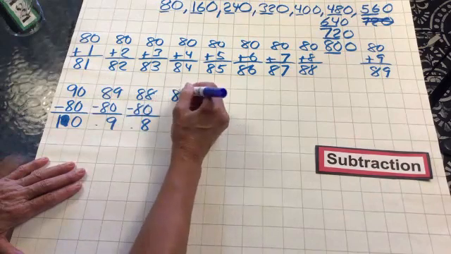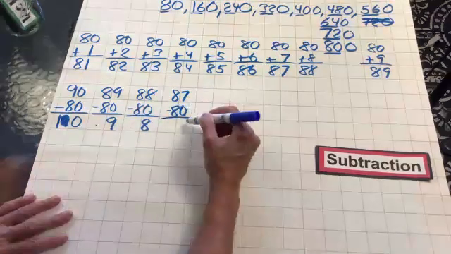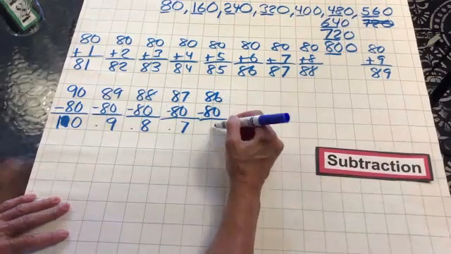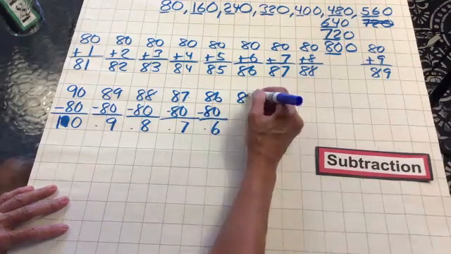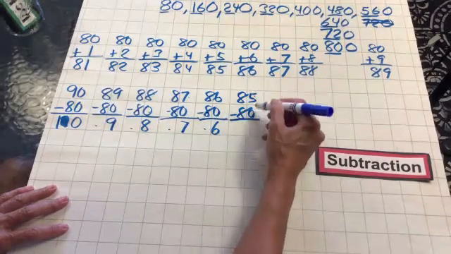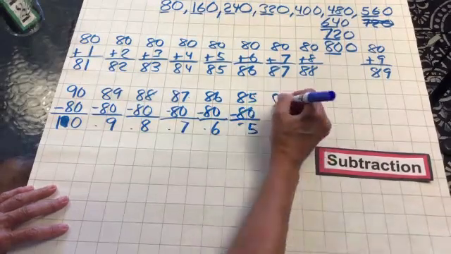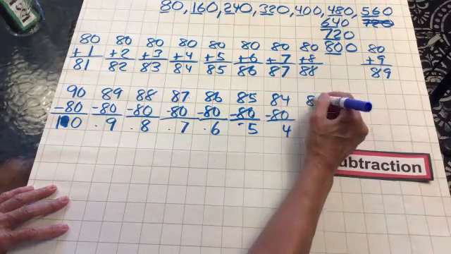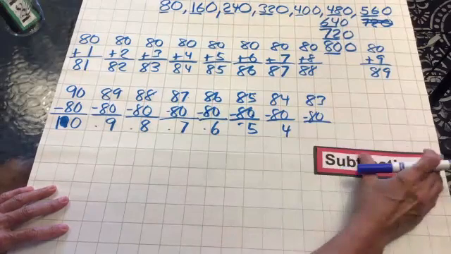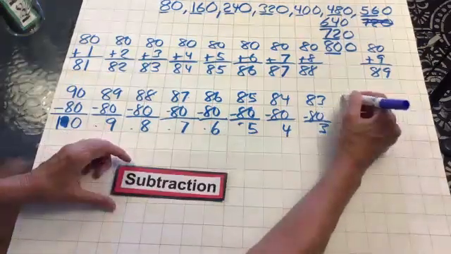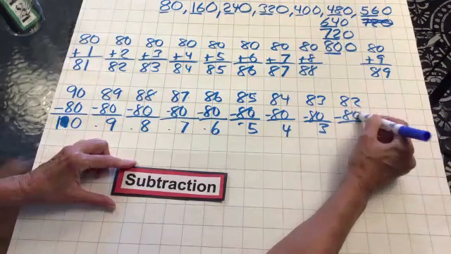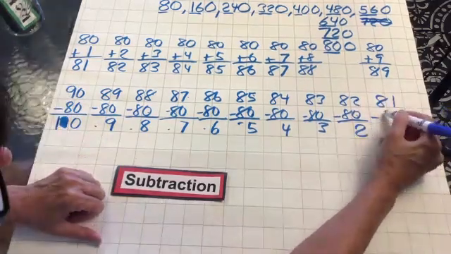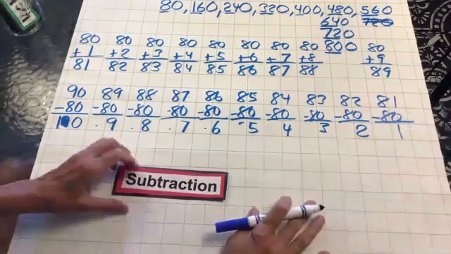8 minus 8, nothing. 87 minus 80. 7 minus 0 is 7. 8 minus 8, nothing. 86 minus 80. 6 minus 0 is 6, 8 minus 8, nothing. 85 minus 80. 5 minus 0 is 5, 8 minus 8, nothing. 84 minus 80. 4 minus 0 is 4, 8 minus 8, nothing. 83 minus 80. 3 minus 0 is 3, 8 minus 8, nothing. 82 minus 80. 2 minus 0 is 2, 8 minus 8 is nothing. 81 minus 80. 1 minus 0 is 1, 8 minus 8, nothing.